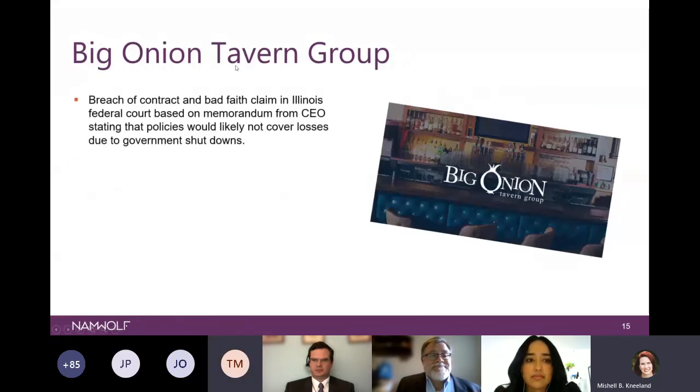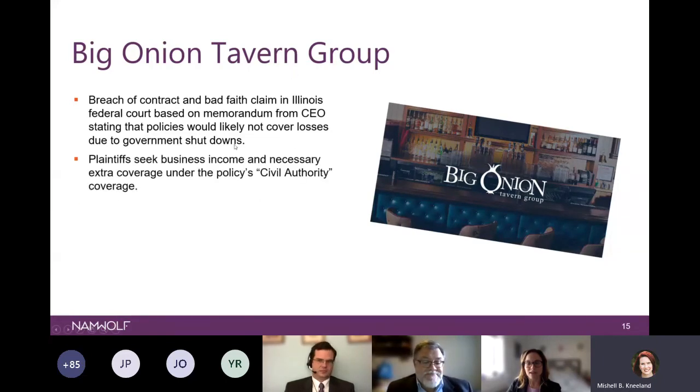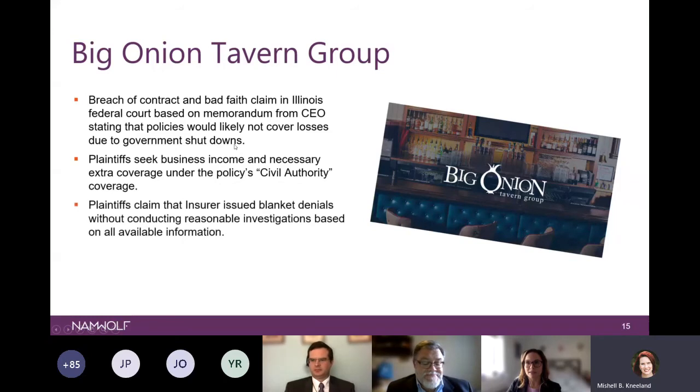So the last case we'll talk about is Big Onion Tavern, and this was filed in Illinois federal court, unlike the other cases which were filed in state court. This is by a group of restaurants and movie theaters that purchased policies from the same insurer. Unlike the other actions, which were filed before any claims had been submitted, this action was filed after claims had already been submitted and denied. And here the plaintiffs are seeking money damages for breach of contract and bad faith denial.